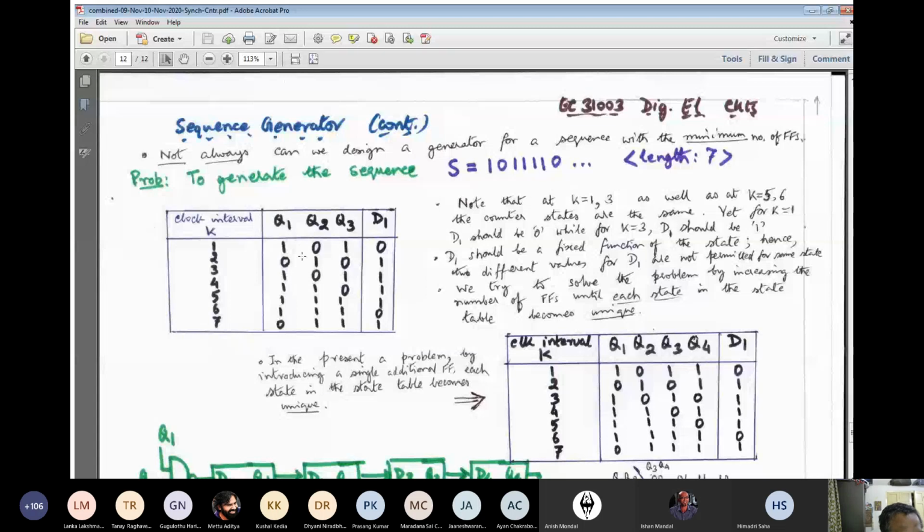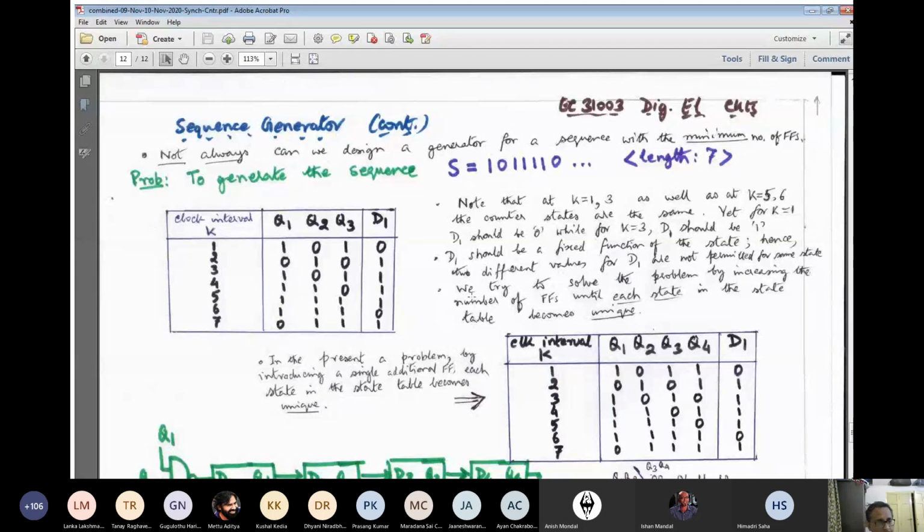101 is repeated. Also, D1 is asked to be 0 here, and D1 is to be 1 there. That means this is also not feasible in sequential circuit design, that for the same state you are asked to design two different output values. That is not possible, because D1 is like an output of a combinational circuit. So for the same state, we cannot design different values of output. D1 should be a fixed function of the state. Two different values of D1 are not permitted for the same state.